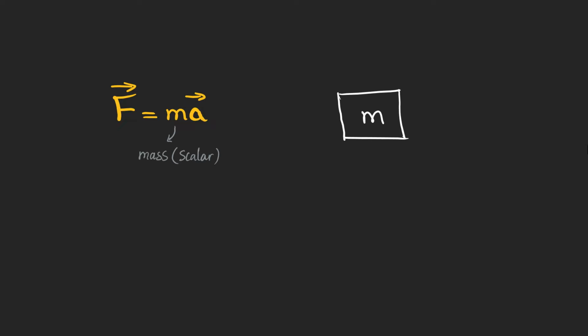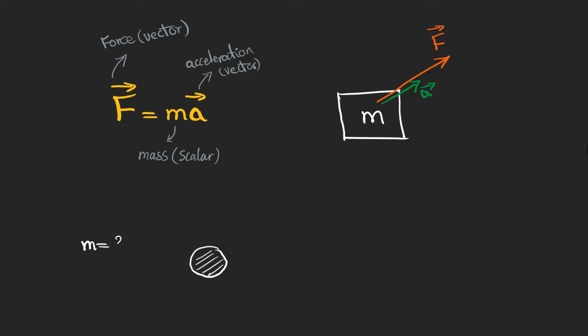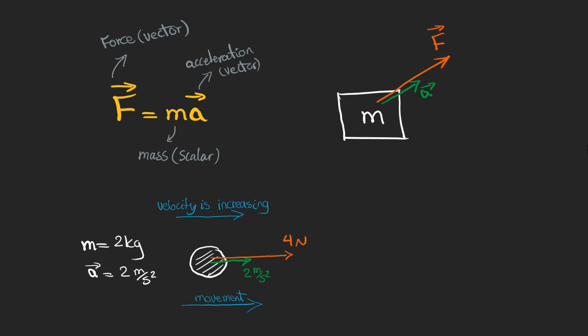It states that if we have an object with mass m and exert a force in this direction, it will gain an acceleration in the same direction. So if we have a 2 kilogram object moving in this direction and constantly increasing its velocity in the same direction, 2 meters per second each second, we know that a force is increasing its velocity in this direction.